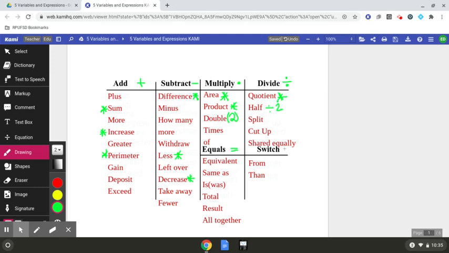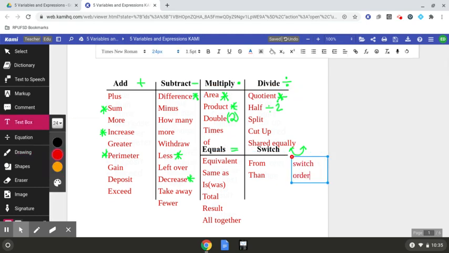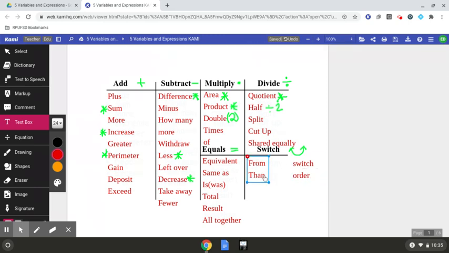And then for the switch words, I like to use this symbol that looks like this. And you'll see why when we start getting into the examples. But this is just telling me that I'm going to switch the order. Right? We're going to switch the order of what we're talking about. And those words are from and than. A lot of times you'll see less than, more than, right? Those kind of go together. You probably have heard those phrases previously.